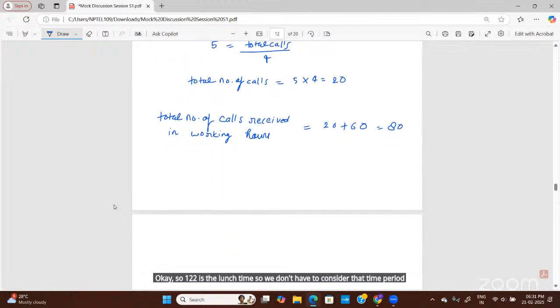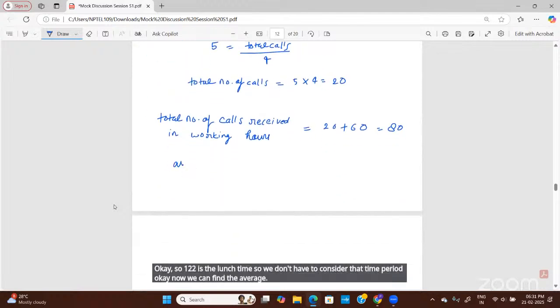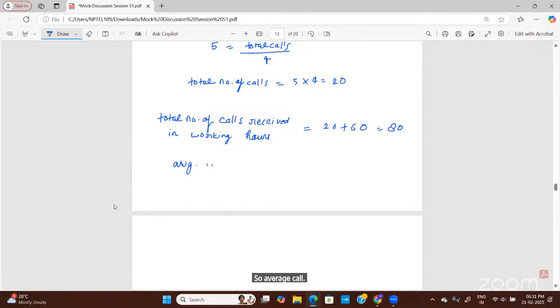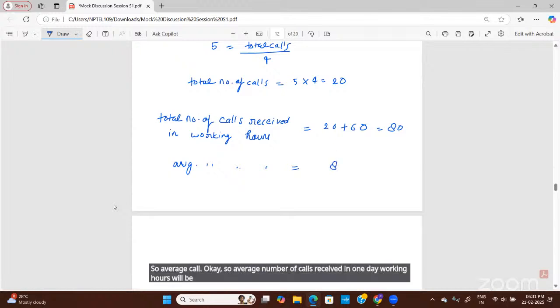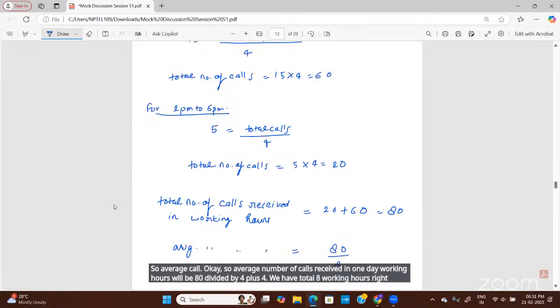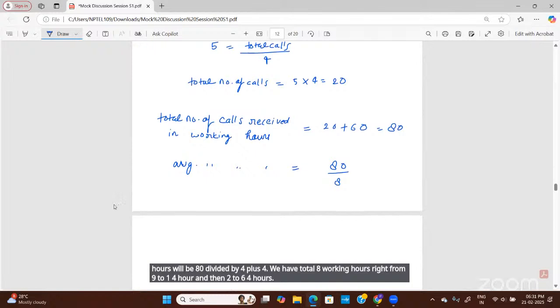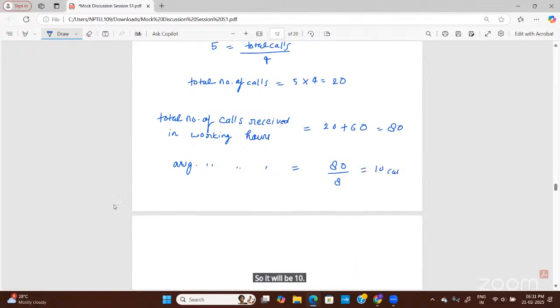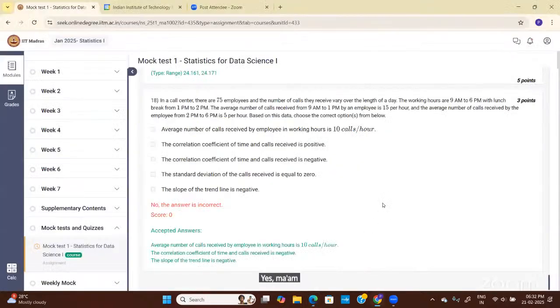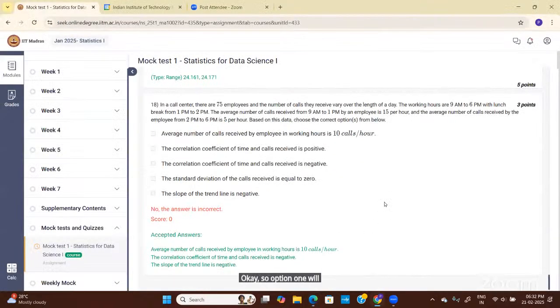Now we can find the average, right? Divide by 8. So the average number of calls received in a working hour, in 1 day of working hours, will be 80 divided by 4 plus 4. We have total 8 working hours, right? From 9 to 1, 4 hours, and then 2 to 6, 4 hours. So it will be 10. So 10 calls per hour we can say, right? So option 1 will be correct.